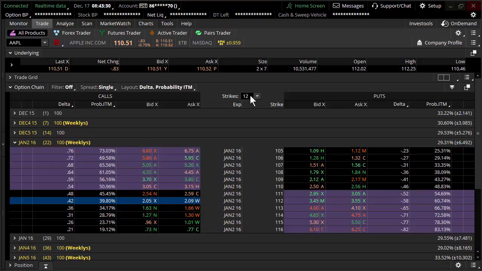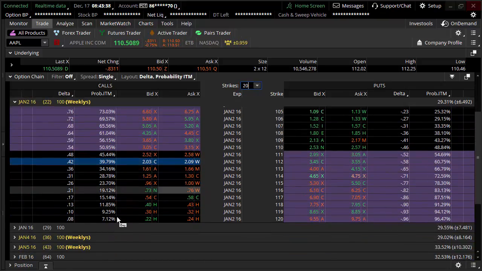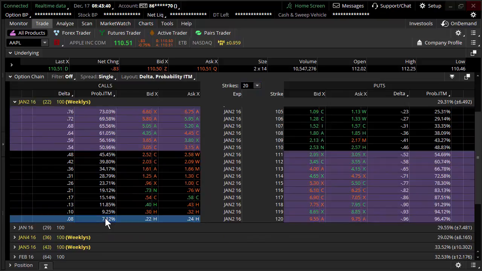Just open up more strikes. Actually, you can go in here on thinkorswim and type in a number, like 20 strikes, to open up some more strikes. Okay, there's the 120s. Oh, yeah, look, there's a 7% chance of that happening. Ooh, sign me up, I want a 7% chance. This is akin to going to the lottery. It's easier, because at least at the lottery, you know you're going to lose.